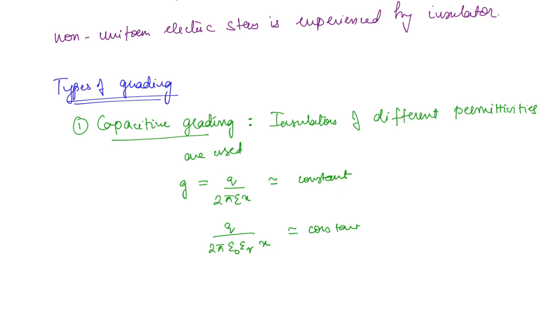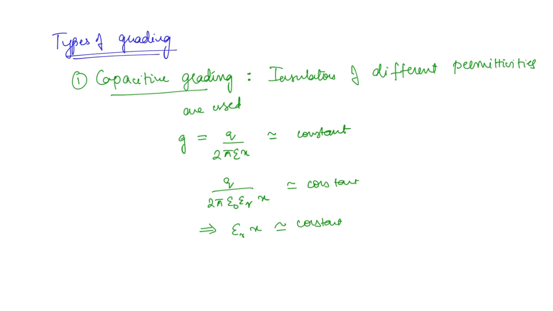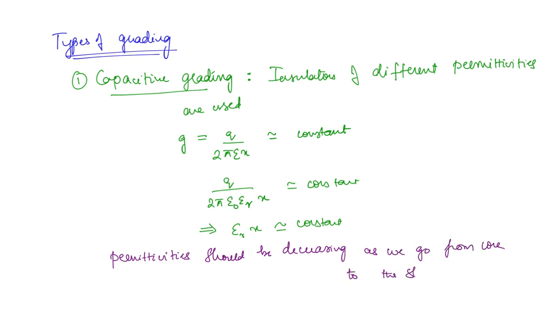So in order to maintain G constant, if we can maintain epsilon r x to be constant, then we can get a uniform stress. So the different materials that we are using, their permittivities should be decreasing as we go from core to the sheath, that is from the inside to outside, from the innermost layer to the outermost layer. That is how you can maintain epsilon r x constant.